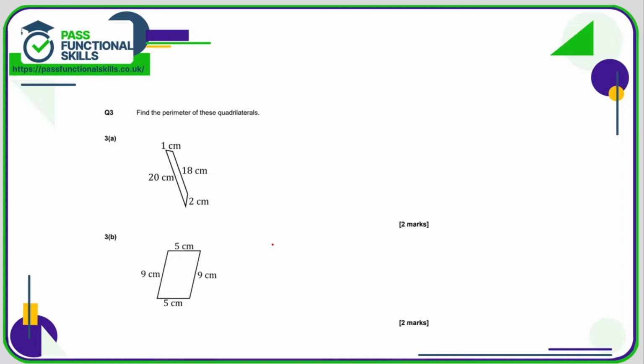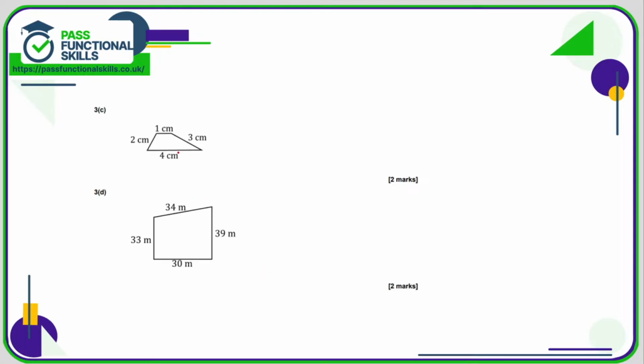Question number 3, again the perimeter is just a question of adding up all the side lengths. It doesn't matter what type of shape it is. So here I would just recommend adding them in a logical order. So for example, 18 plus 2 makes 20, 20 plus 20 is 40, plus the 1 is 41. For 3b, so it's 9 plus 5 plus 9 plus 5, or 9 plus 9 is 18, 5 plus 5 is 10, so 18 plus the 10, that's 28 centimetres.